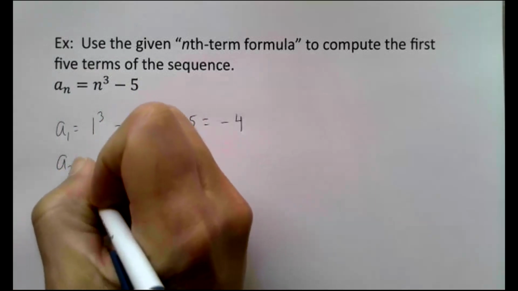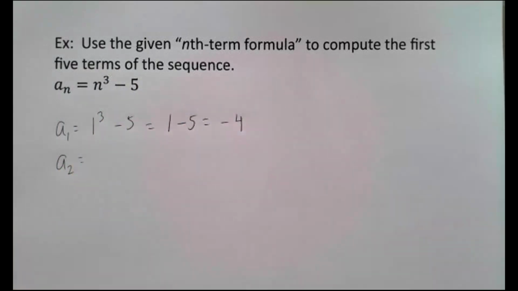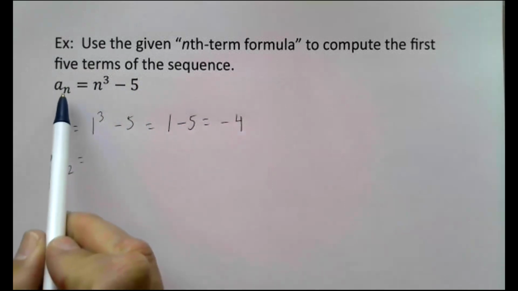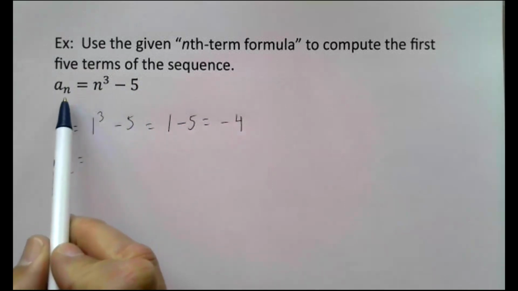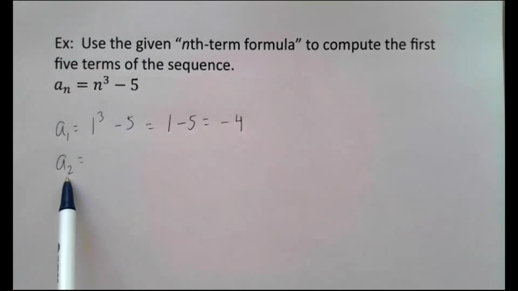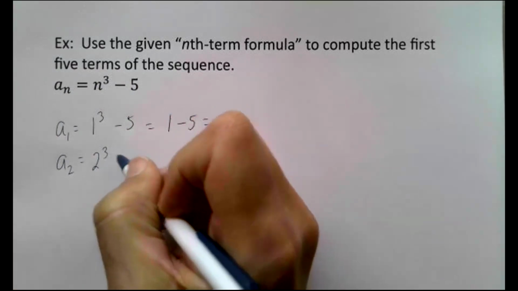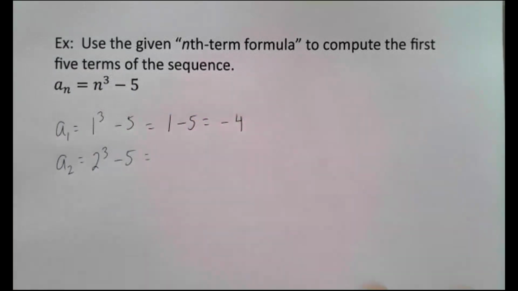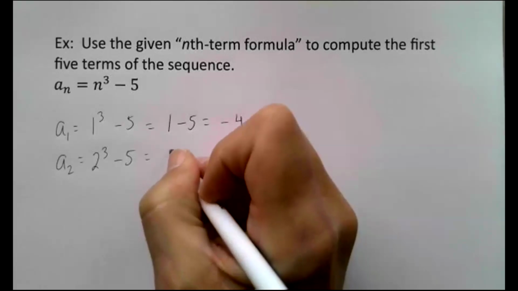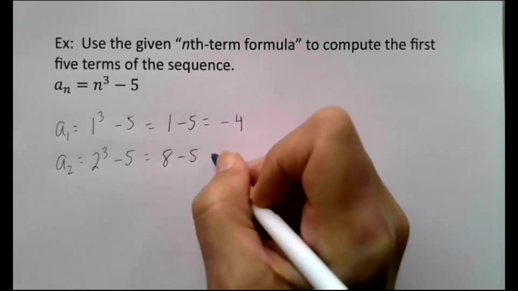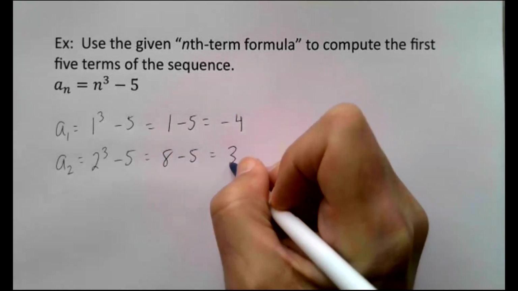What's the second term of the sequence going to be? We call that a sub 2. So all we've got to do is put a 2 in both of those spots. Everywhere you see an n, we're now going to replace it with 2. So this is going to be 2 to the power of 3, take away 5. What's 2 to the power of 3? That means 2 times 2 times 2. That means 8. 8 minus 5.